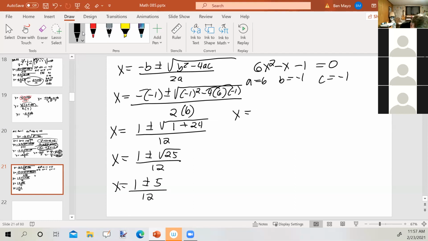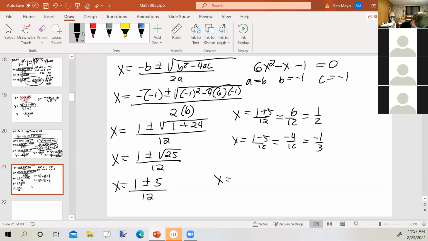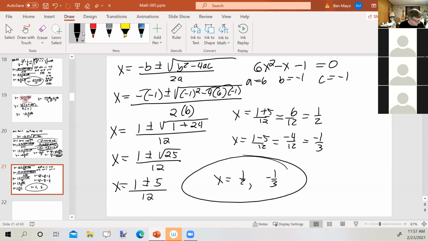So now x equals 1 plus 5 over 12 or 1 minus 5 over 12. Well, 1 plus 5 is 6. 6 over 12 is 1/2. 1 minus 5 is negative 4 over 12, which is negative 1/3. So x equals 1/2 and -1/3. So there's two solutions to that second degree equation.